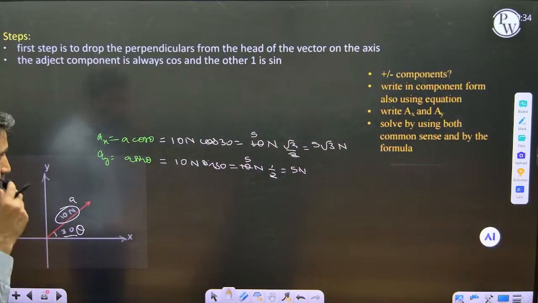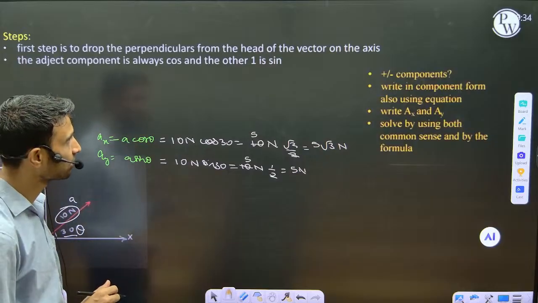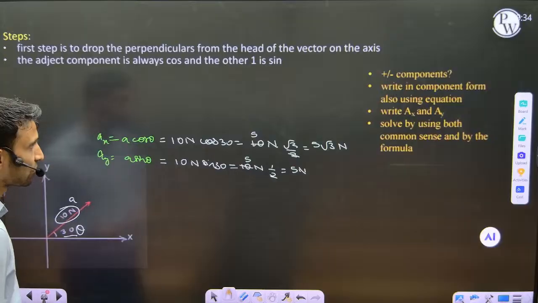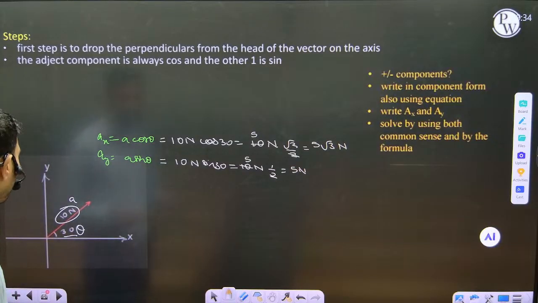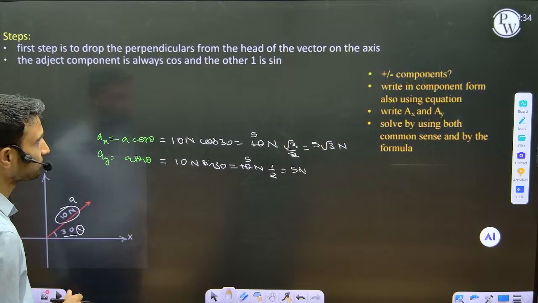Right? Now write in component form, and AX and AY we have written. Solve by using both common sense and formula. Okay, fine. So that's enough. We got AX and AY.